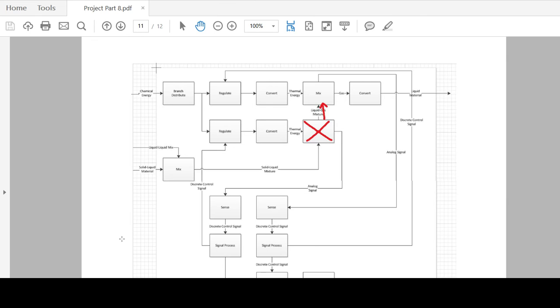I also looked at just a failure of the mixture in one of the incinerators. And again, this just shows the importance of redundancy in this system, because even if one of these fails, the other doesn't.